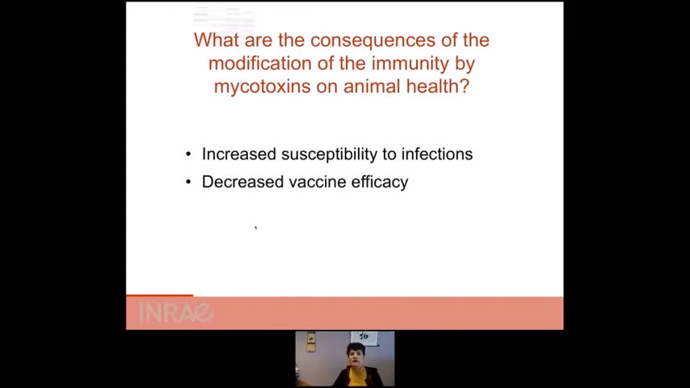So this is the first set of examples that I show you indicating that the fact that mycotoxin decrease the immune system will increase susceptibility to infection. But the immune system is also used during vaccination. And it has also been demonstrated that the fact that mycotoxin decrease the immunity will have an effect and will decrease vaccine efficacy. Here is some example.